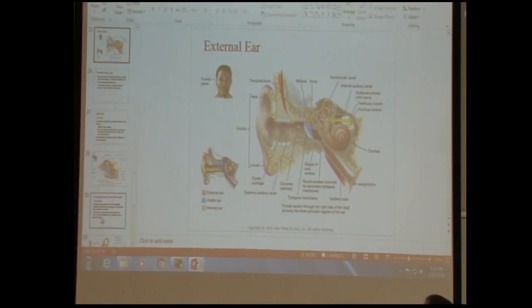What was the first one? It goes through the auditory canal. So auditory canal, tympanic membrane, a series of bones, and then into the fluid of the cochlea.